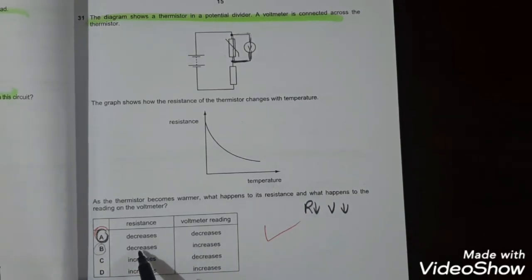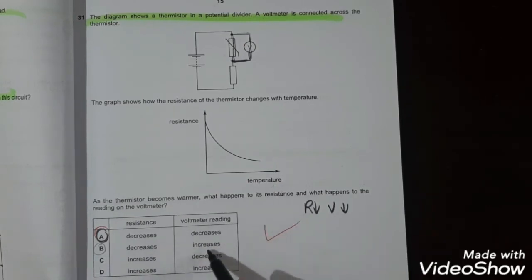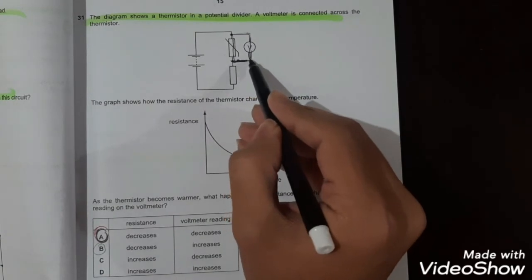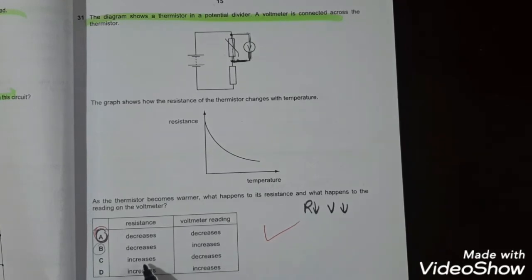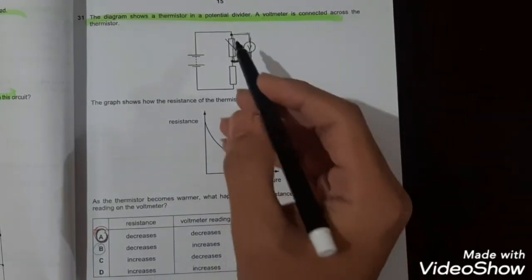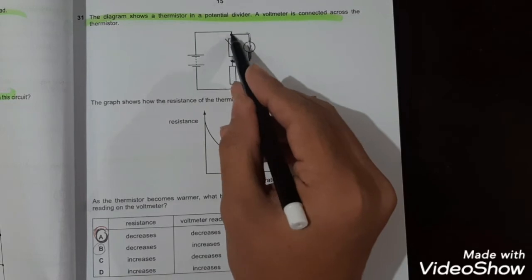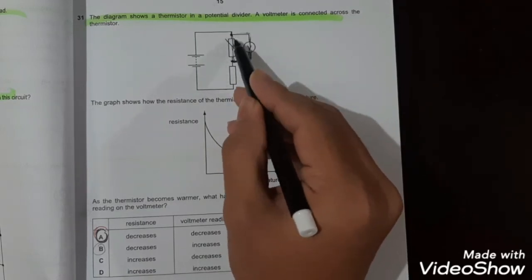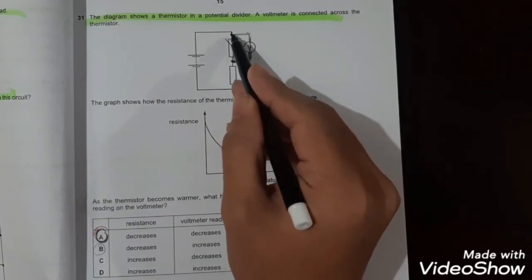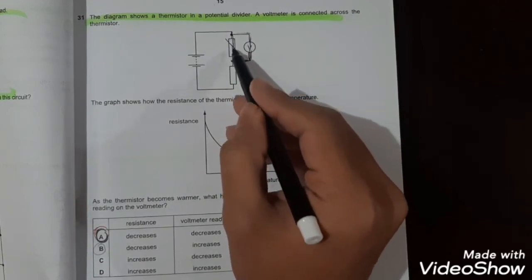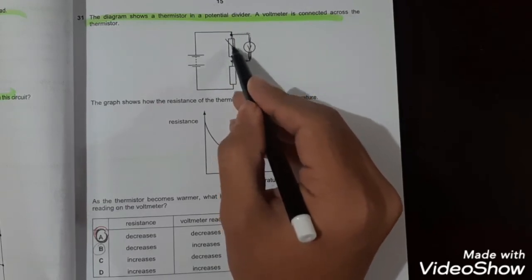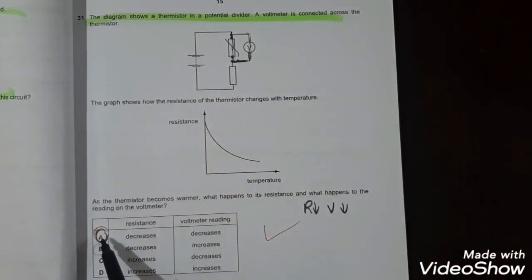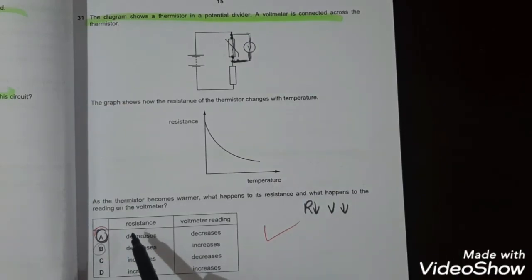And in B, the resistance decreases but the voltmeter reading increases. This is not true because as there are fewer electrons passing through the voltmeter, the voltmeter reading will also decrease. And in C, resistance increases. This is wrong because this is a shorter circuit as compared to this, and over here it is at higher temperature, so greater electrons will be transferred from this end to this end. So A will be the correct answer.